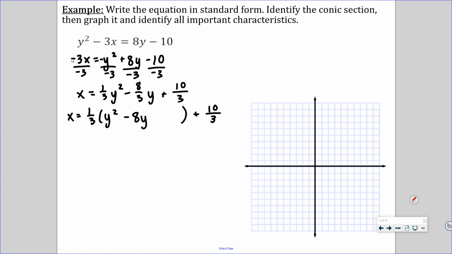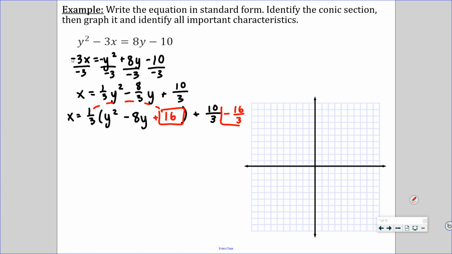Half of 8 is 4. 4 squared is 16. Now with a parabola, since I'm doing it on the same side, I've got to subtract. Good, you guys remember this? I've got a minus 16 over 3.